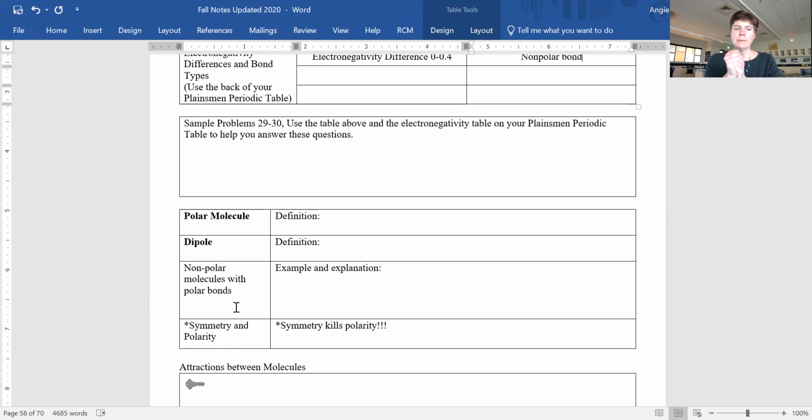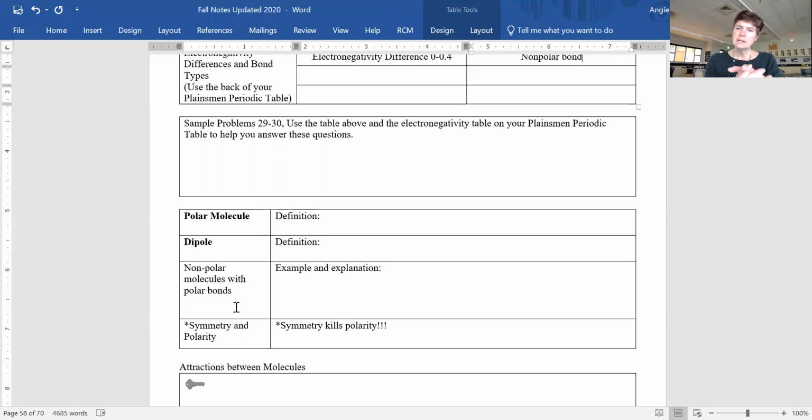And that will be a polar molecule. It is possible to have polar bonds in a molecule and have the molecule be nonpolar overall. And that is the example that you read about in the book.